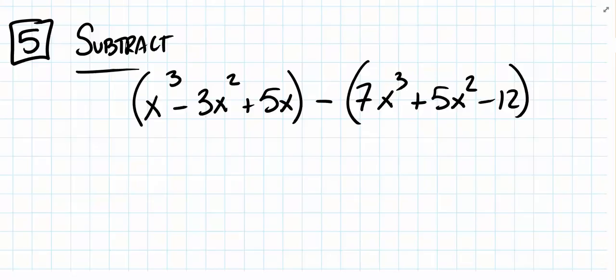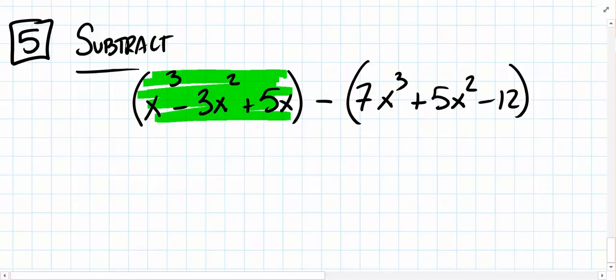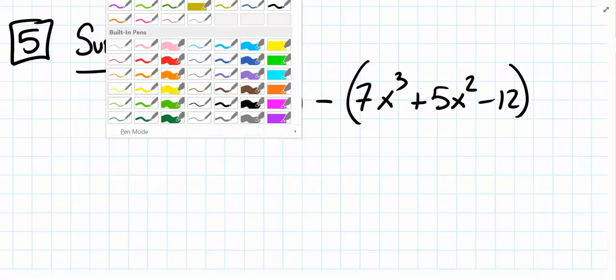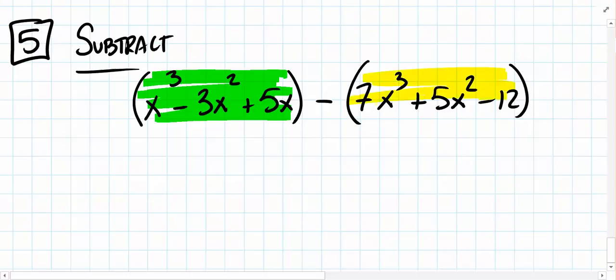I have a bunch of stuff, which I'm just going to call green, and then I have a bunch of stuff, which I'm going to call yellow. Of the two colors that I've just highlighted, green or yellow, what's the negative one? The yellow. Why am I doing this? Because people forget that the one that's negative is the stuff that comes after the subtraction sign.